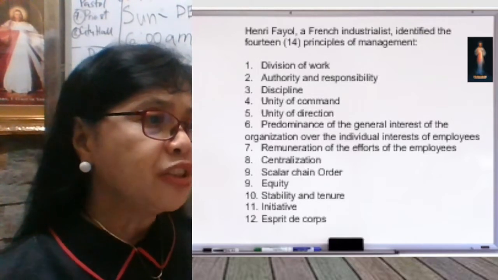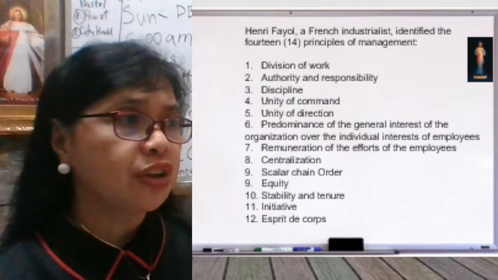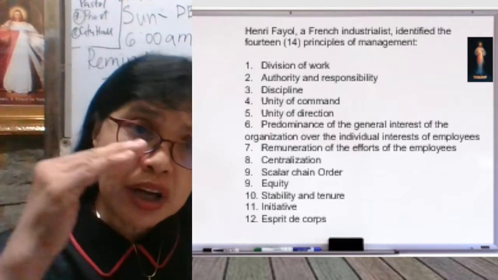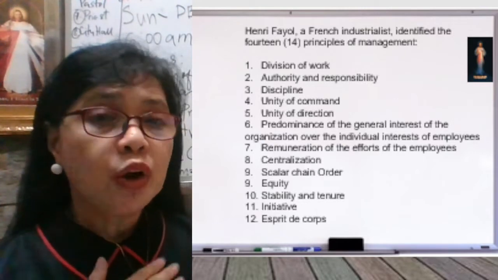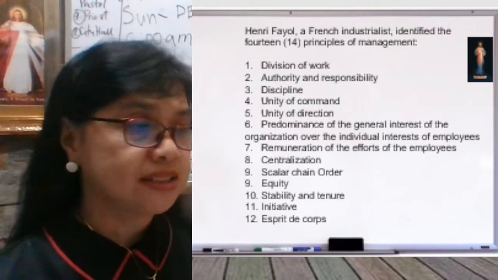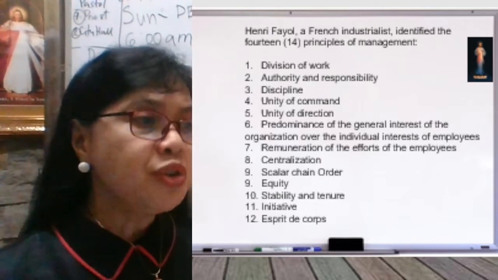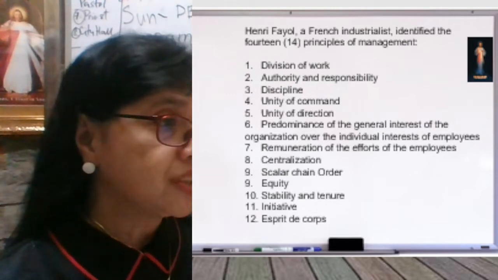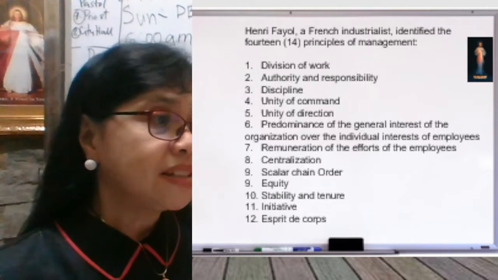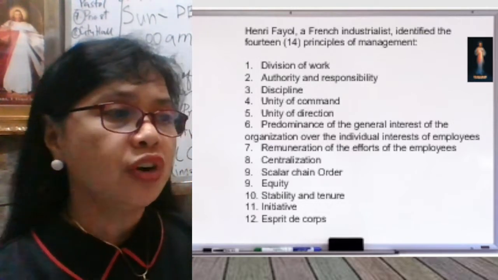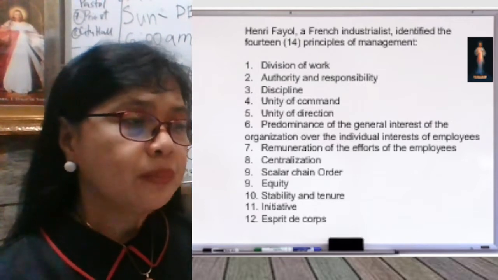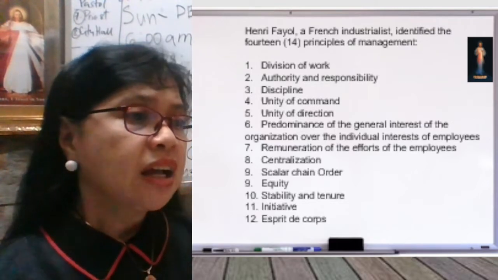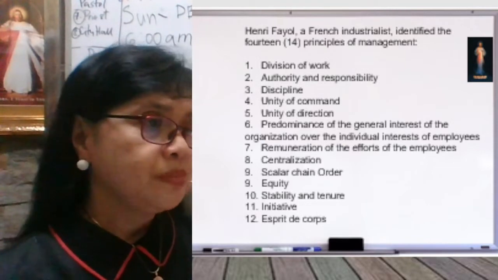Then we have the predominance of the general interest of the organization over the individual interest of the employees. So the objectives of the organization must come first over the interest of the individual employees. Then the remuneration of efforts. What is that? The remuneration of the efforts of employees should be systematically rewarded in line with the organization's vision and mission. So the payment, salaries, or wages of the employees should be in accordance with what they have done, with their efforts.